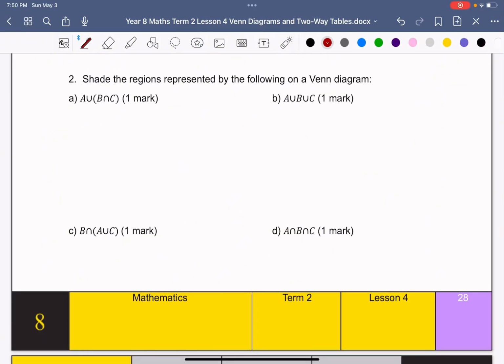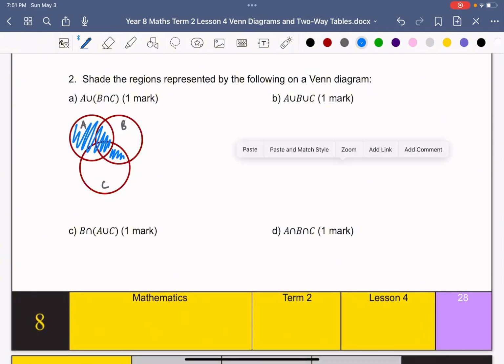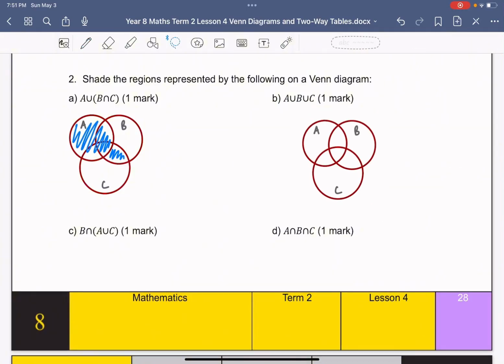Show the regions represented by the following on a Venn diagram. So this is A, or B and C. What we're going to do here is draw 3 different circles for A, B, and C. A or means all of A, or B and C. B and C overlap over here as well. For part B, we want A or B or C. So that would be A or B or any part of C.